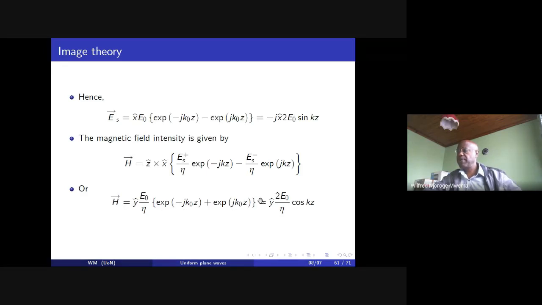We can see that this is just going to be given by Y cap 2E by eta multiplied by the cosine of kz. This k naught, of course, is the k I'm dealing with, and I just must have not removed the k naught values here. I wanted to use k rather than k naught.